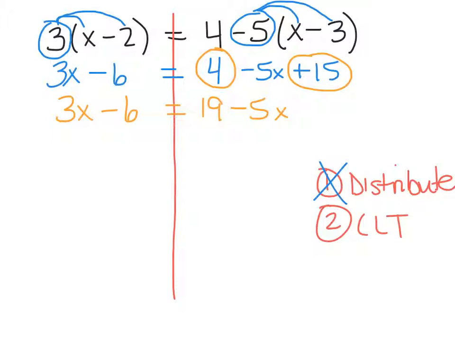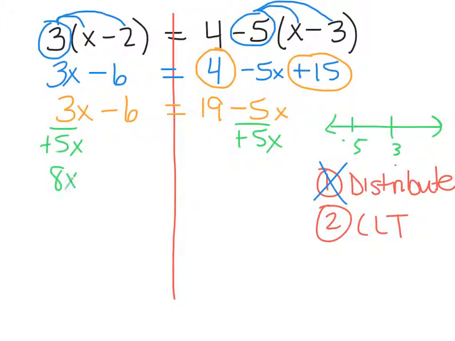All right, so now we have variables on both sides, and we don't want variables on both sides. So what we're going to do is eliminate the variable that has the smallest coefficient. On this side we have a 3, and on this side we have a negative 5. On the number line, negative 5 is further to the left than 3 is. So we are going to eliminate the negative 5. To get rid of negative 5, we're going to add 5x to both sides. So on the left, 3x plus 5x gives us 8x minus 6 equals, these cancel, and we get 19.